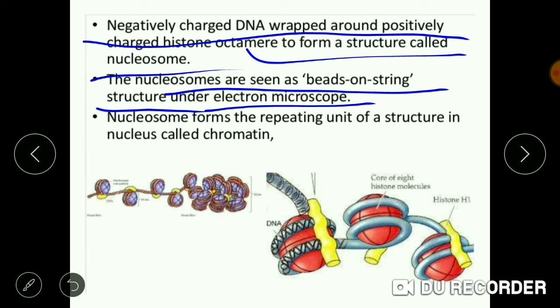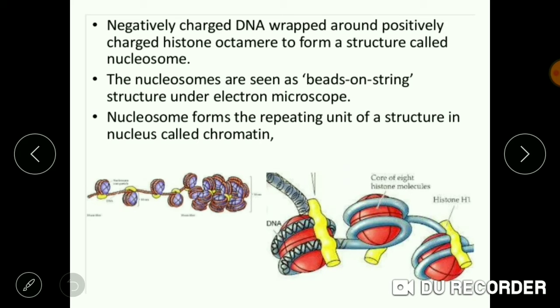Nucleosome forms a repeating unit of a structure in the nucleus called chromatin. Millions of nucleosomes together form a structure which is known as chromatin. So here you can see that all the nucleosomes together form a coiled structure known as chromatin.